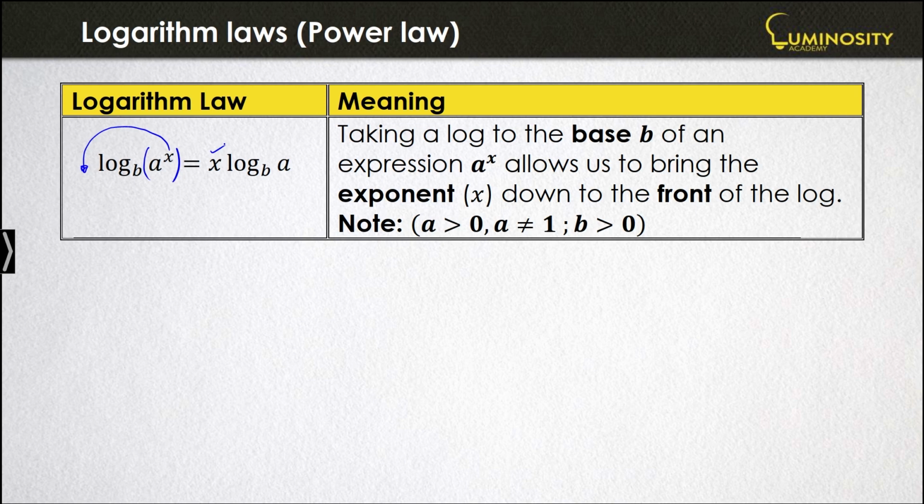And we have some restrictions here. The base a must be greater than 0, but not equal to 1. And the b value must also be greater than 0. So why do we have these restrictions here?